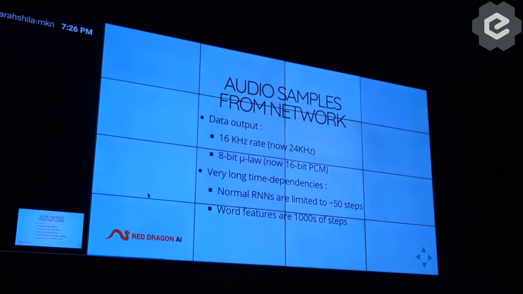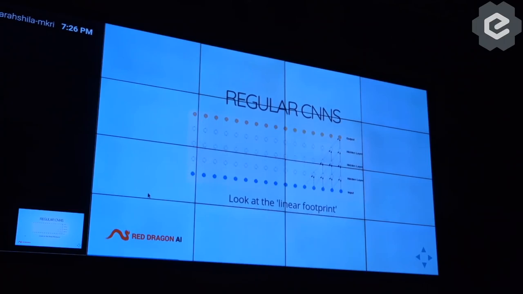So how are they analyzing this? This is one of the remarkable things. You can't use standard recurrent neural networks, so let's use convolutional neural networks. These are familiar from the computer vision people. But one of the problems is that if I have a network which is four layers deep, I only go four time steps back in time. In order to go 1,000 time steps back, I have to have 1,000 layers. So this is a problem. It has a linear footprint.